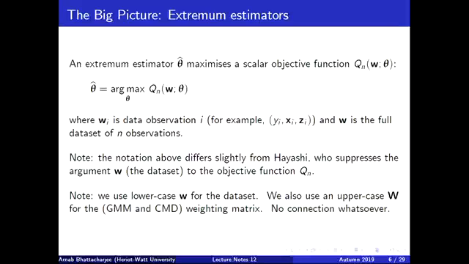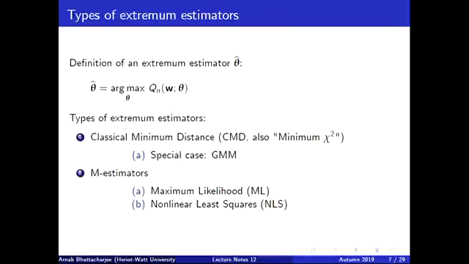So Wi is data, Yi, Xi, Zi, for example, and W is the full data set of n observations. Okay. Not to confuse this data W with the weight W, capital W, right? Don't get confused there, right? Okay, so that is the only thing to mention, right? Okay, so this is our general definition of an extremum estimator.